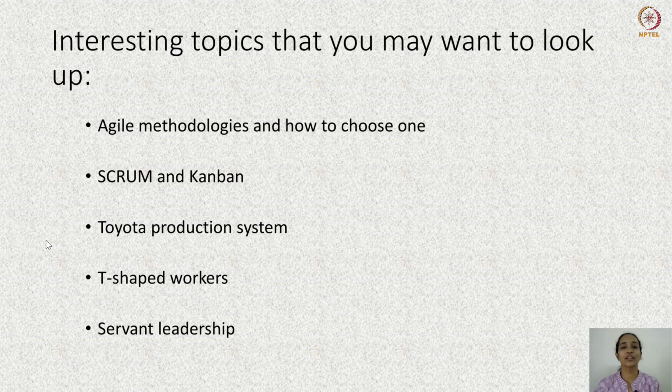As usual, I will leave you with some interesting topics that you may want to look up. I have just mentioned what is agile methodology. There are so many frameworks which fall under the agile methodology, and one of the most interesting aspects of working with agile methodology is to identify one that suits your organization and your team. It might also be very beneficial if you look up what are Scrum, Kanban, and the Toyota production systems.